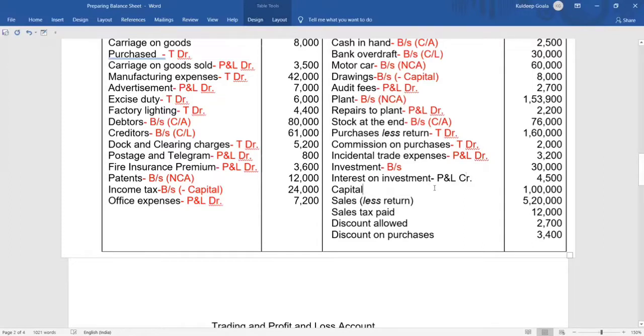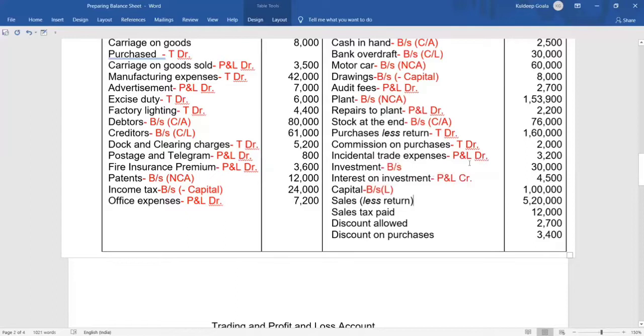Okay, then coming to the capital. Let me highlight it. Yeah, capital will come in the balance sheet, right? It will come in the balance sheet liability side. There's nothing more to mention on the liability side, because obviously capital itself doesn't require any separate identity. It's a separate item. Okay, so it will come in the liability side.